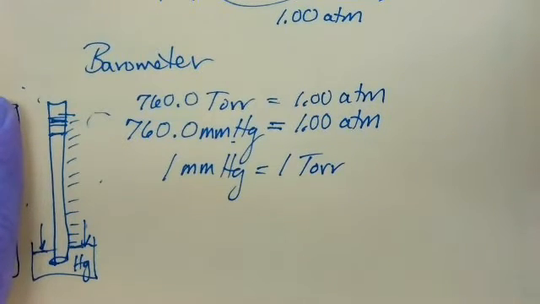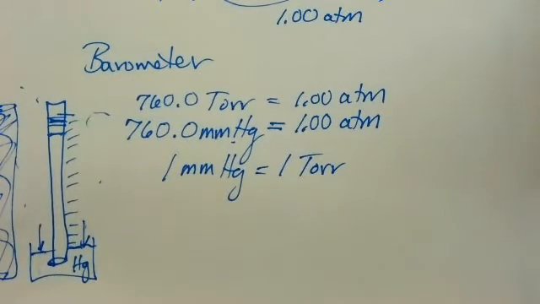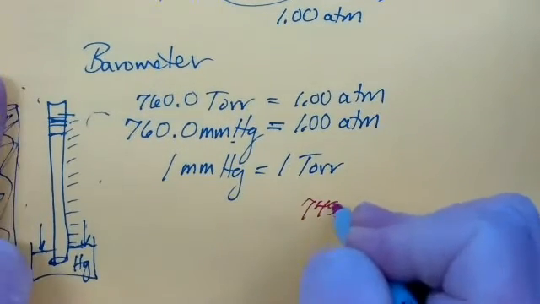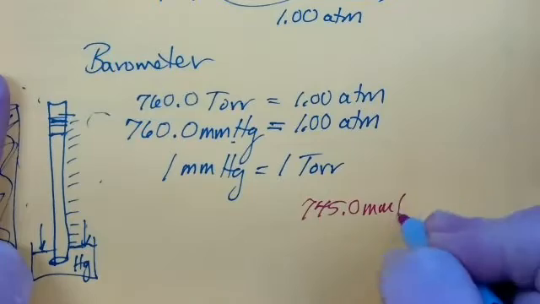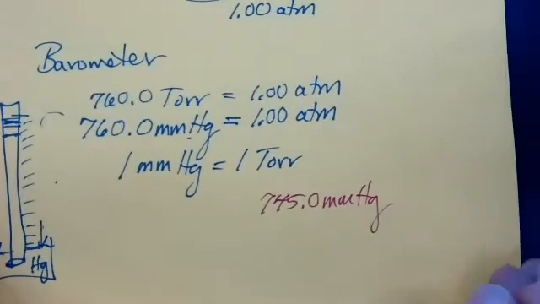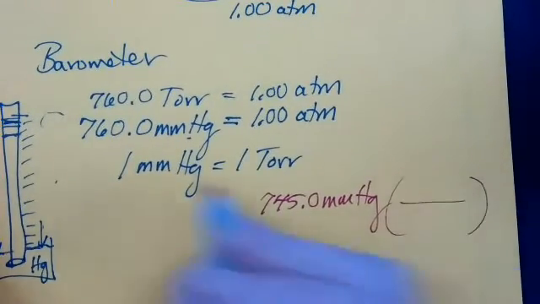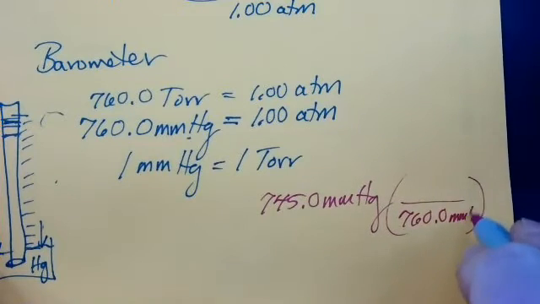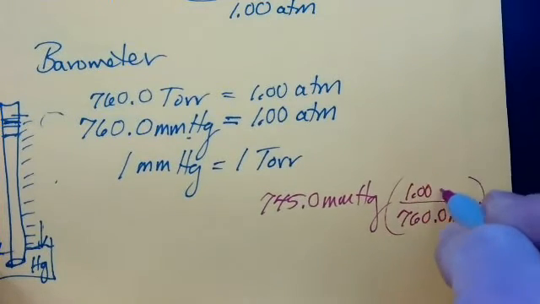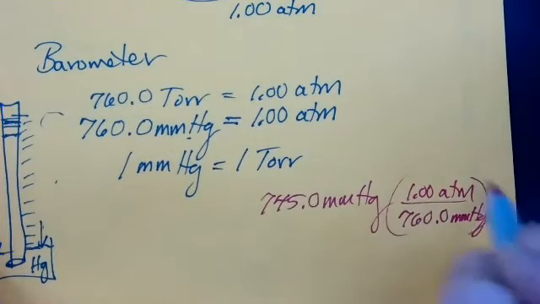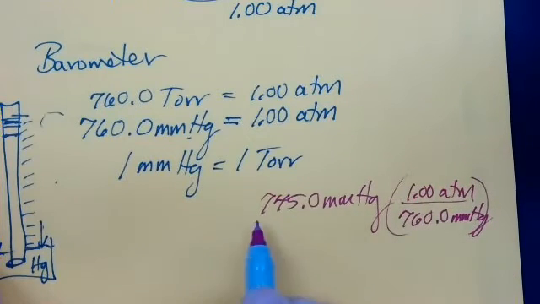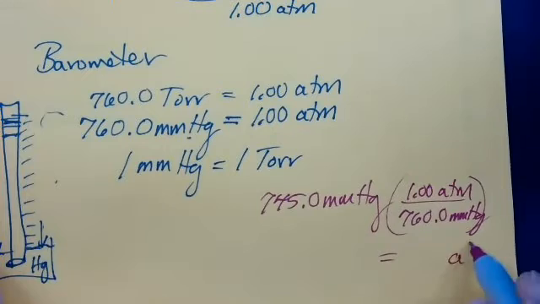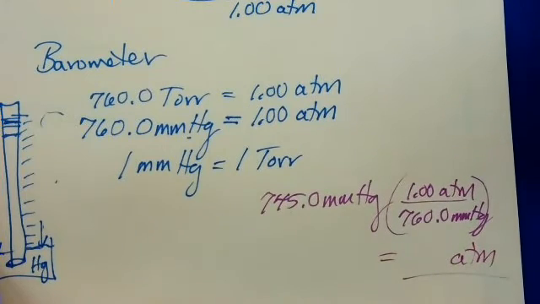So if perchance you read the barometer and it reads 745 millimeters of mercury, well, we could find what it is in atmospheres by simply using this relationship of 760 millimeters of mercury in every 1 atmosphere. These will not limit our sig figs. The given measurement would. And so we could find what the reading in atmospheres would be.